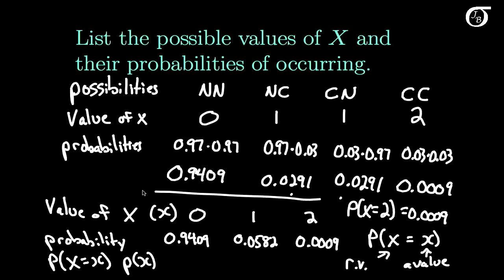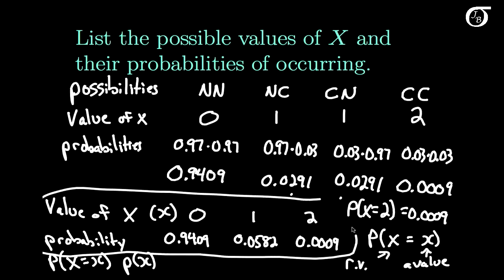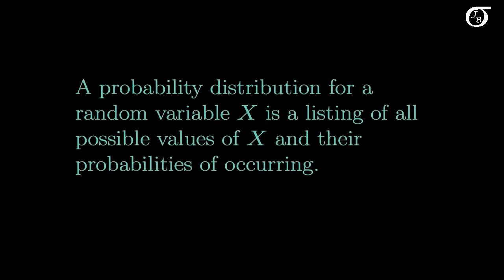Now what we have just done here is created the probability distribution of our random variable X. A probability distribution for a random variable X is a listing of all possible values of X and their probabilities of occurring. Now this can be a listing like we had on the previous slide, or this can be a formula, or this can be some sort of graphic representation.